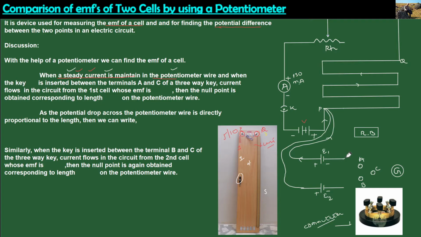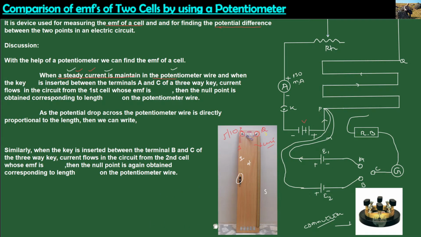From here we will connect along the second cell across the point C, and from the point B, and from the third plug we will connect across the galvanometer. From the galvanometer we'll connect across the resistance box, and from the resistance box we will connect across the one-way key.